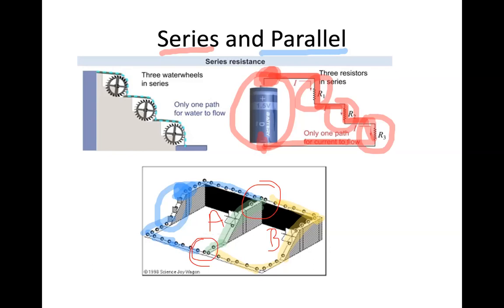So in series, there's only one water pipe. There's no options for the water. Now, if we think about water in terms of current, that means that in series, they all have the same current flowing through them, the same amount of water. The water has nowhere else to go but to pass through resistor 1, through resistor 2, through resistor 3, the exact same amount of water.